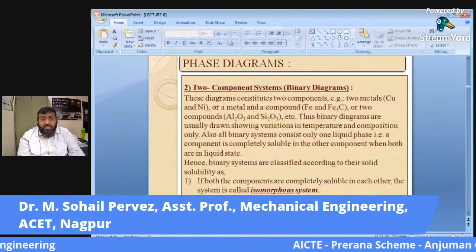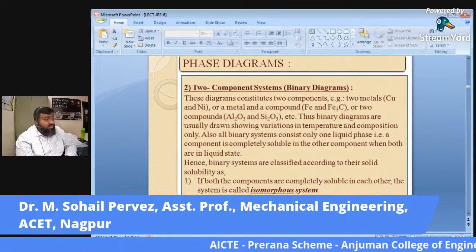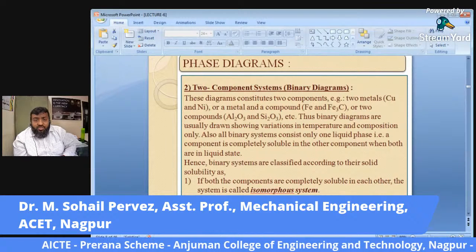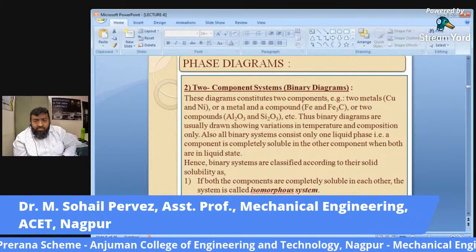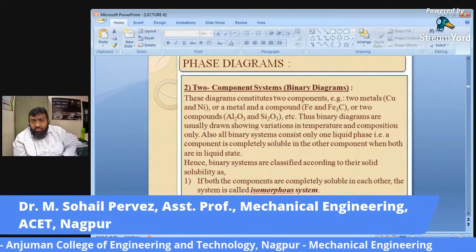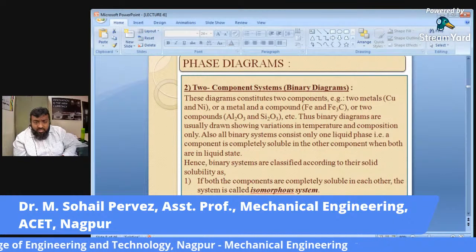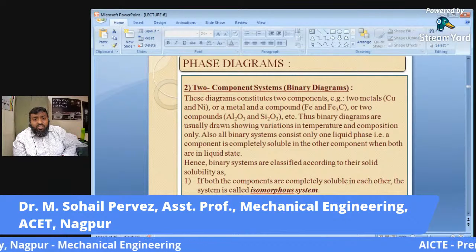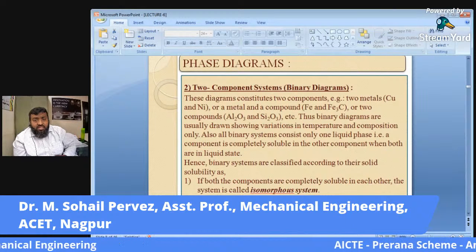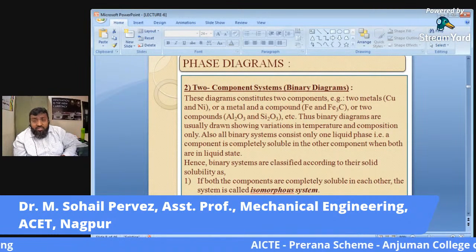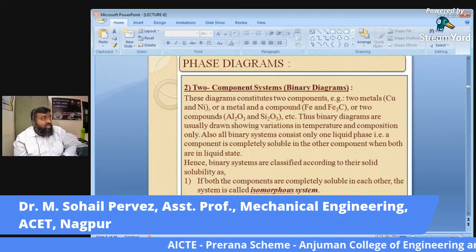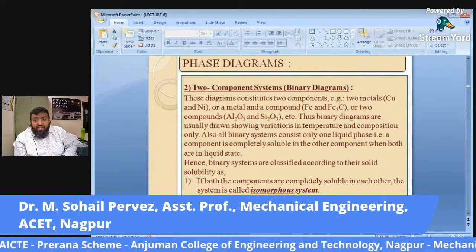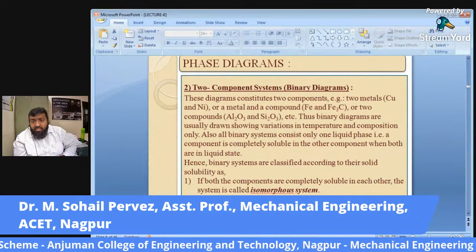Next, that is two component system. Now this is what we are supposed to concentrate on today, and we are about to solve a number of problems over this issue because it is generally asked in the examination. Now when we see two component system or binary system, these diagrams constitute two components: two metals, Cu and Ni, or a metal and a compound, say Fe and iron oxide.